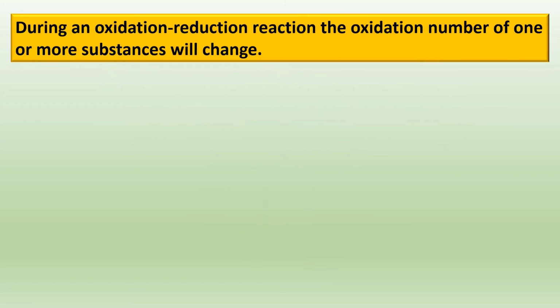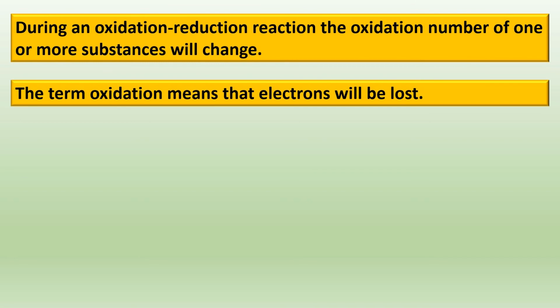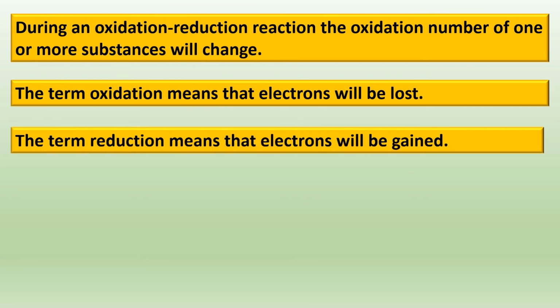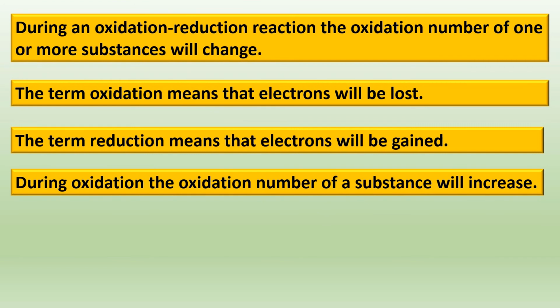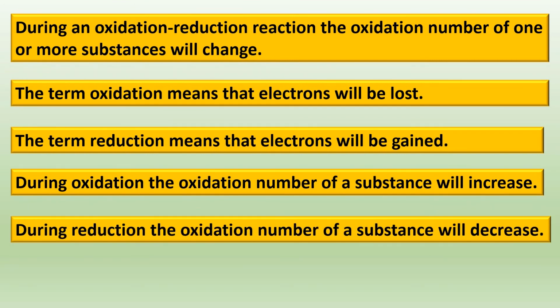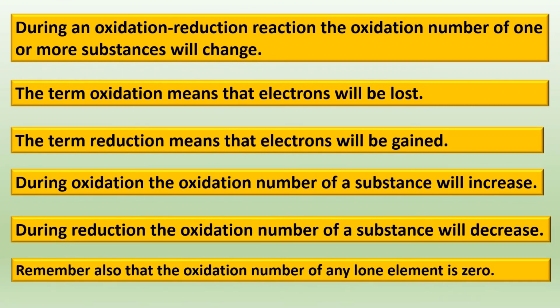During an oxidation reduction reaction, the oxidation number of one or more substances will change. The term oxidation means that electrons will be lost. The term reduction means that electrons will be gained. During oxidation, the oxidation number of a substance will increase. During reduction, the oxidation number of a substance will decrease. Remember also that the oxidation number of any lone element is zero.